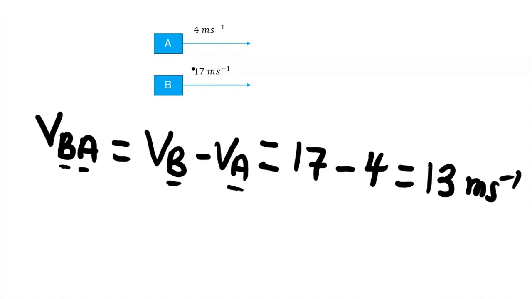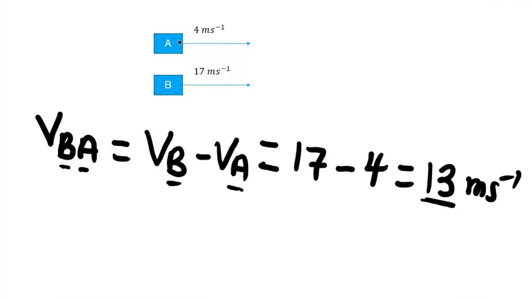So this means that if you are in car A, the person in car A will be seeing B moving with a velocity of 13 meters per second. But the actual velocity of B is what? 17. But car A is also moving with some amount of velocity in the same direction. So if you're in car A, you'll be seeing B moving with a velocity of 13 meters per second.